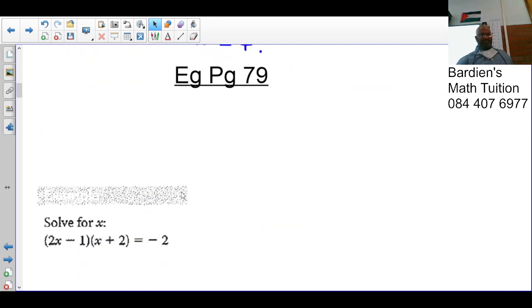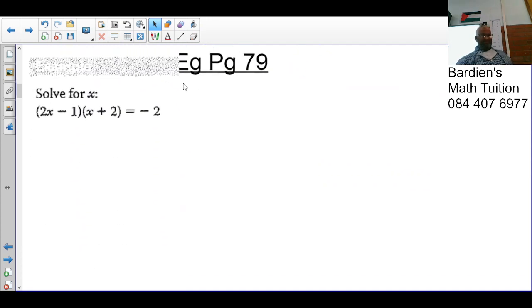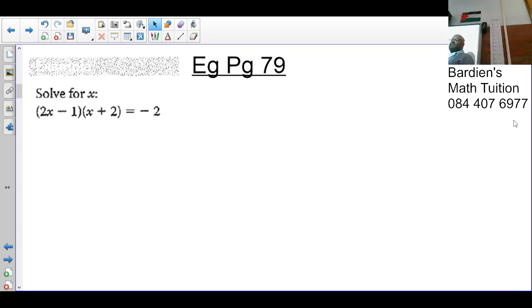Example 3 on page 79. Can I say 2x minus 1 is equal to minus 2, and, or x plus 2 is equal to minus, can we do that? No. It can only be equal to 0. Then it works. So what's the first thing we need to do? Get it in standard form. And how do we do that? Get rid of the brackets, multiply, and bring the negative 2 over the equals. Okay? So do that quickly.